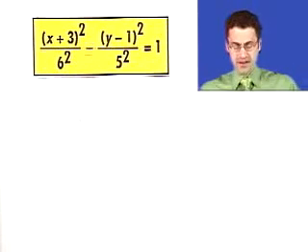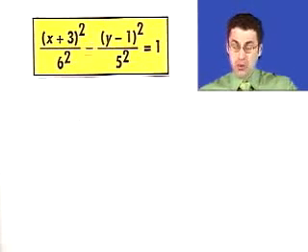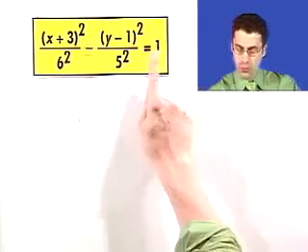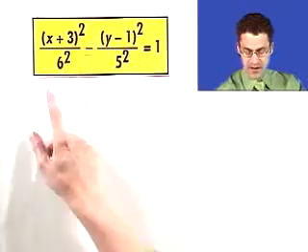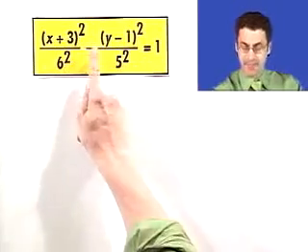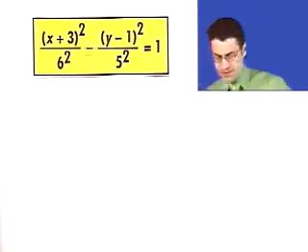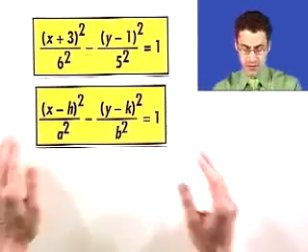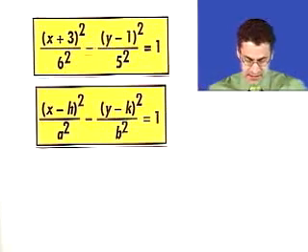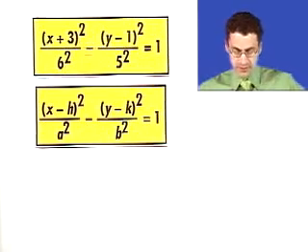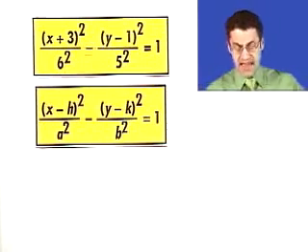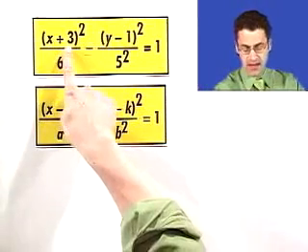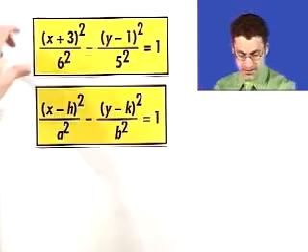(x plus 3) quantity squared divided by 6 squared minus (y minus 1) quantity squared divided by 5 squared equals 1. I see the 1, I see the squares divided by perfect squares. I see a minus sign. That clues me in. This is looking very hyperbolic. So this is actually a hyperbola. And in fact, it's a hyperbola with a horizontal axis. And we could even say where the center of this thing is. The center is going to be at (-3, 1). So there you have it.